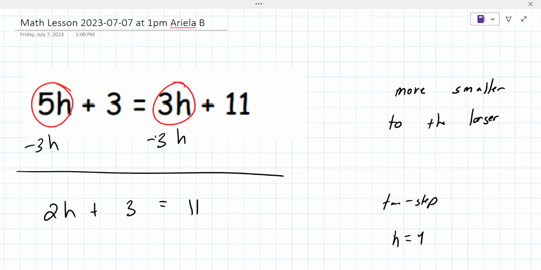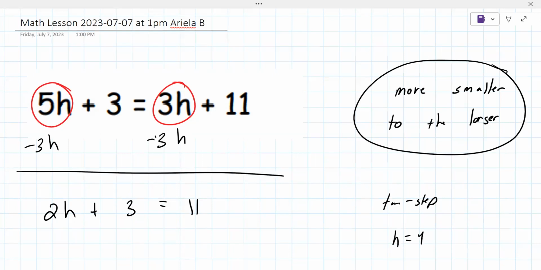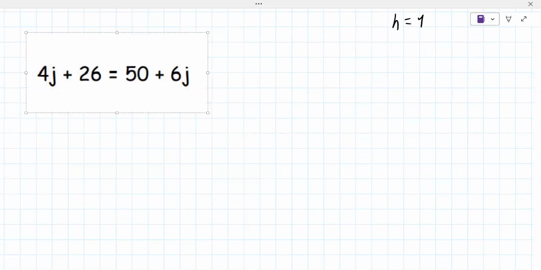Good. So you've got to remember this: move the smaller to the larger. That's the general strategy. That's something you're going to use over and over again here. So let me give you a couple of problems to try, go ahead and work these out, and let me know if you have any questions. It's kind of the same thing, just different numbers. So take a look at that, please.